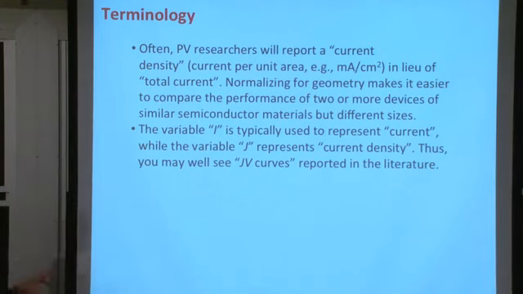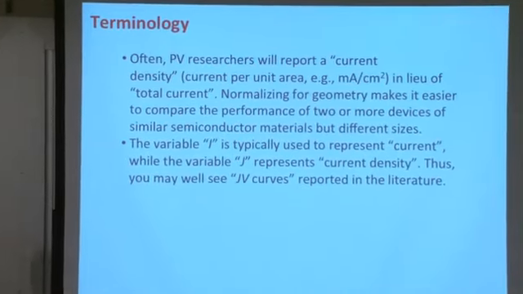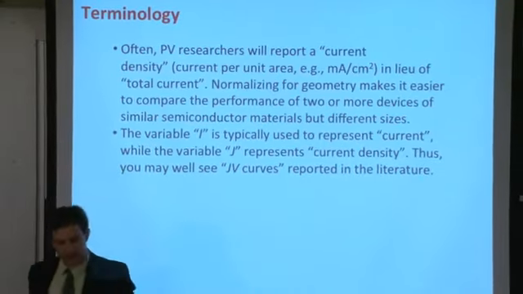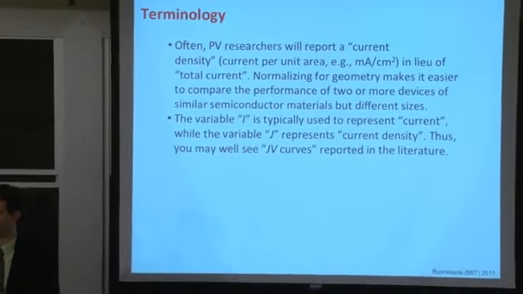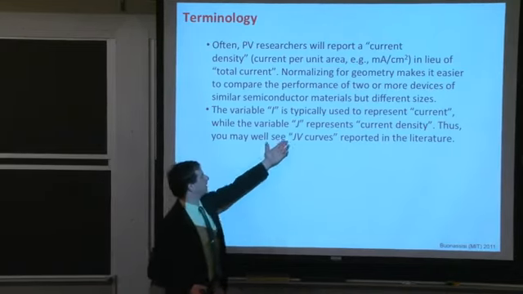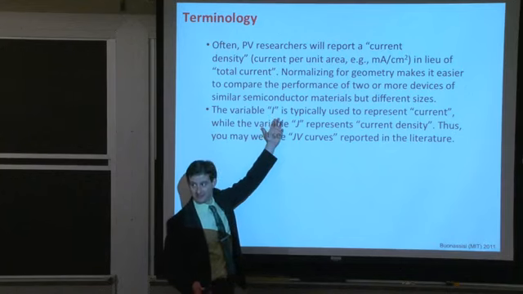So what you've been measuring here off of the DAC has been current, the total current output from that device. And it might be a really tiny number, and it might be difficult to compare against other sized devices. So what solar cell researchers often do is normalize the current by the area to get a current density, and we'll call current density J, and we'll call current I.